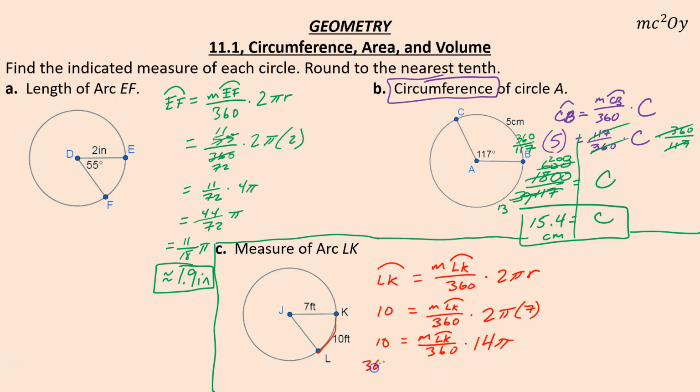So we'll go 3,600 is equal to the measure of arc LK times 14 pi. And then divide by that 14 pi to get 3,600 over 14 pi equals the measure of arc LK, which when you do the math there, that is 81.9 degrees approximately, when we round to the nearest tenth, is the measure of arc LK.